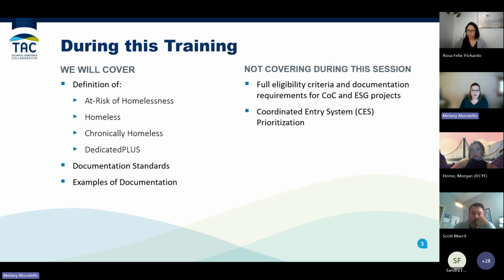This is true for ESG projects, especially because in many states, including Rhode Island, your ESG federal funds also has state funding, so there'll be additional rules based on your state requirements. So today we're really narrowly focusing on the homeless definition, but we're going to give you some framing information about that, but it's not the full eligibility criteria checklist.